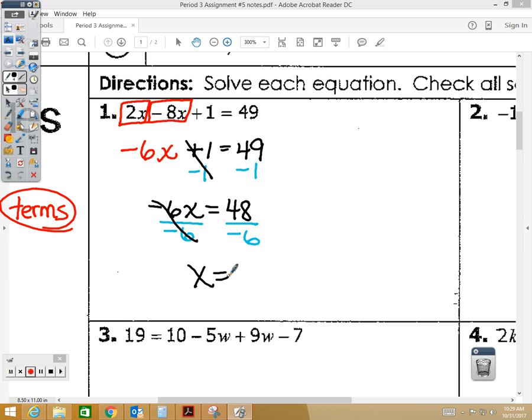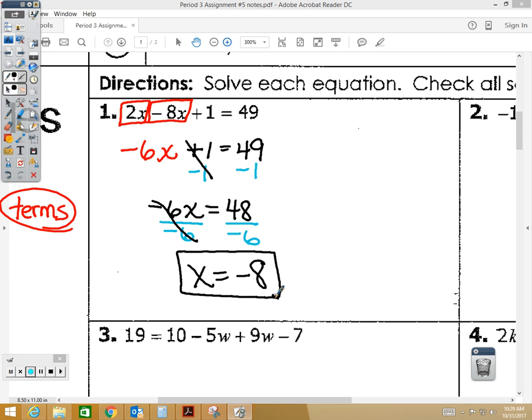So x equals, it's negative because the signs are different. 48 divided by 6 is 8. Very good. This is your final answer, so box it in. Box it in. Circle it.